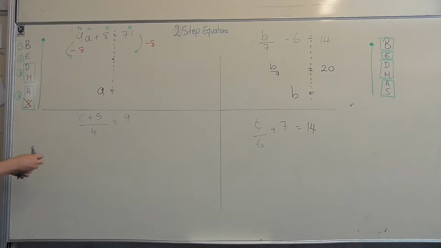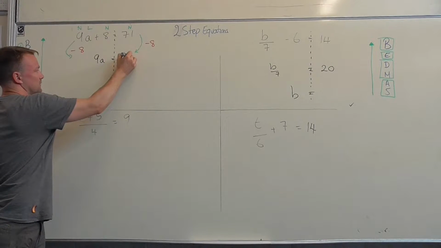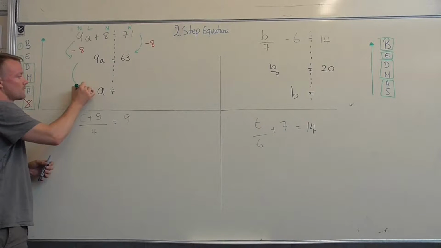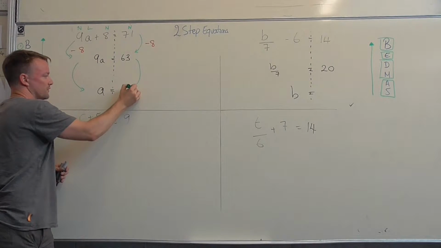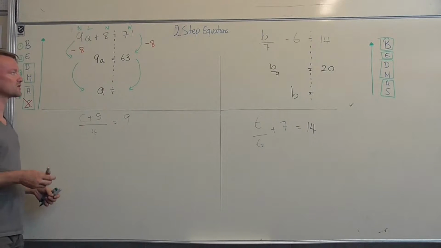This ends up being 9a equals 63. Still I've got number, letter on one side. And what I want is a letter on one side and a number on the other. So there is another step, well, there's one more step because there's one more number with the letter. So this is 9 times a equals 63.